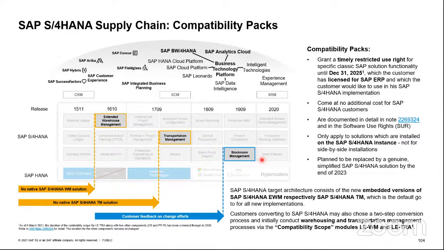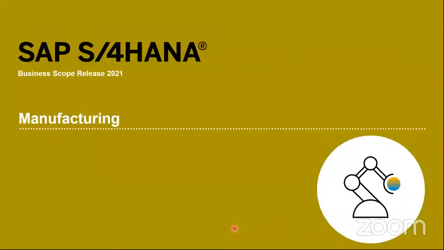I talked about HCM earlier. The HCM solution will come out next year. All of these are running on compatibility scope. So you can have a two-step approach. You can convert as is and then move to it later. Okay, you don't have to do it as part of the conversion before 2025. Once you move to S/4HANA, you need to move.